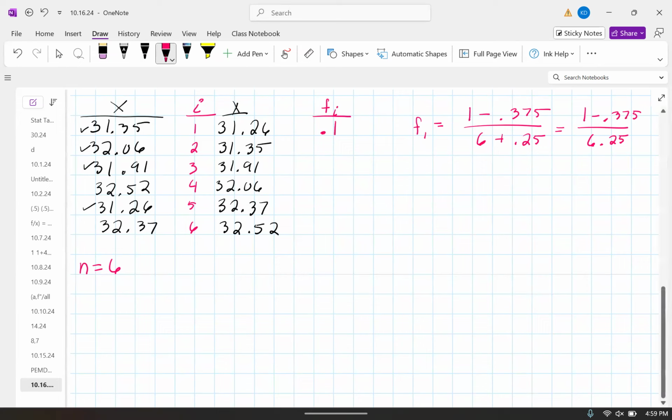I get 0.1. All right, now I'm going to do the next one, except instead of 1, I'm going to plug in 2. So I take 2 minus 0.375 divided by the 6.25, because the denominator does not change, 0.26. Now I'm going to plug in 3 instead of 2, and I'm going to stop talking about it and just do it.